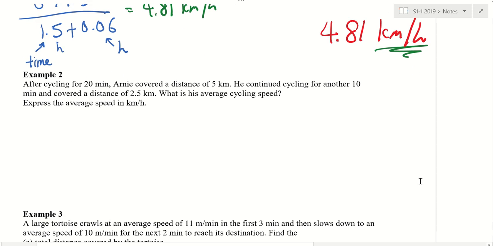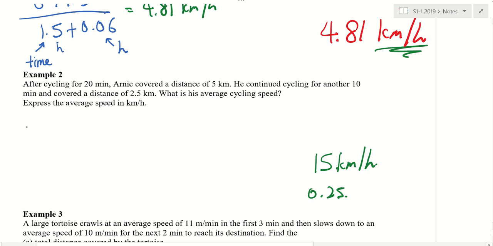Now next one person to answer is Harish. What's your answer? Example 2. 15 point... Oh, just 15 kilometers per hour. Okay, who got a different answer? And I got the same. Okay. Ashley, what's your answer?